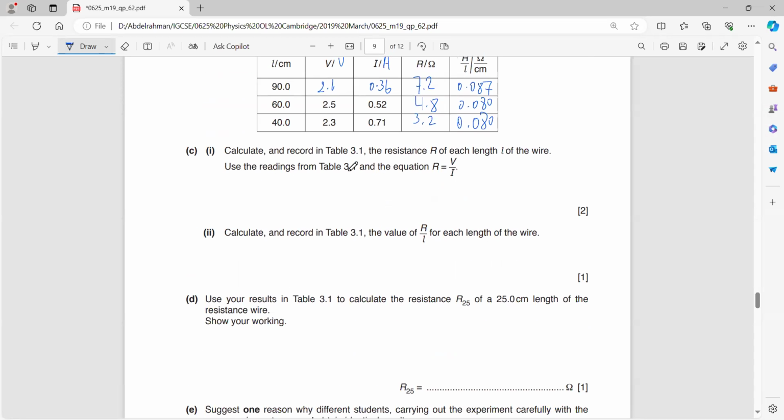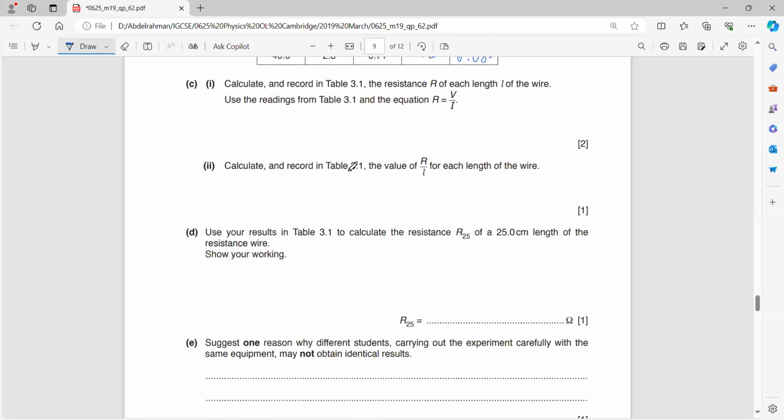Can I calculate the resistance if the length was 25 centimeters? Yes, I can do that. How can I do that? Cross multiplication. It is directly proportional.